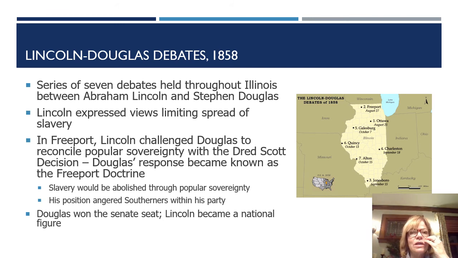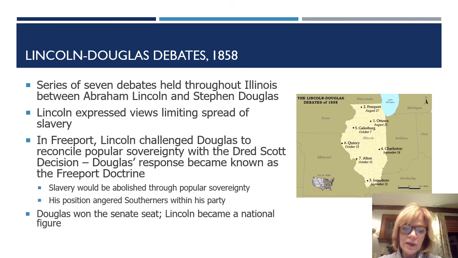And basically what Douglas said is eventually through popular sovereignty, slavery is going to be outlawed. Now, this surprised a lot of Southern Democrats, and it made him look bad. So Douglas kind of lost some support from the South, but Lincoln became known nationally as a national figure. This is 1858. Lincoln and Douglas are going to run against one another again in 1860 for the presidency.